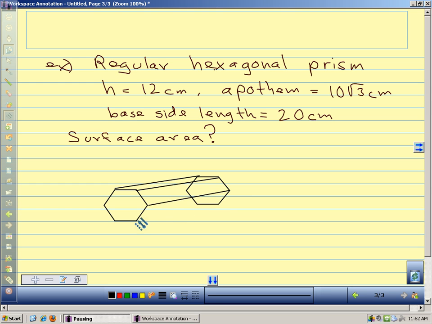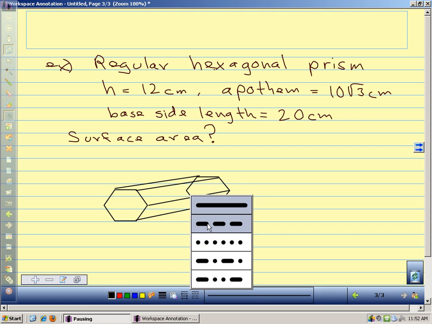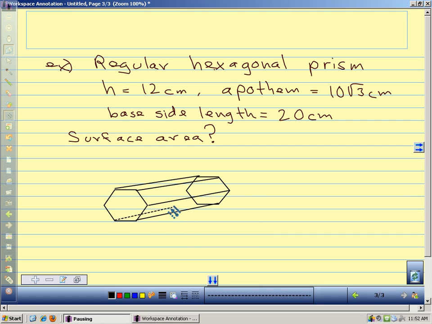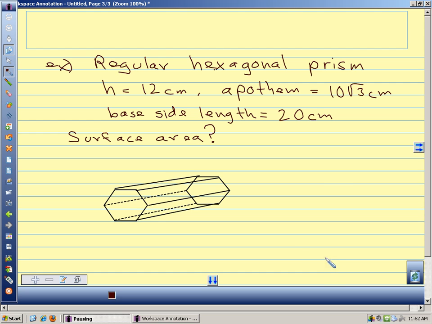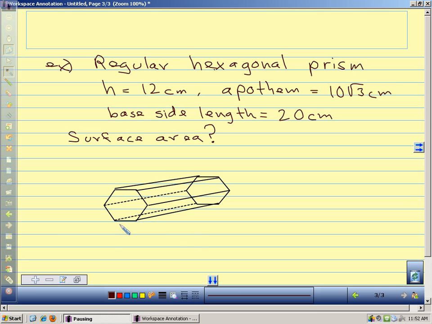So here's our prism. Here's the shape that we're talking about. Our prism has two congruent parallel bases. The side of this base is 20 centimeters, and the height is 12 centimeters, so it's not drawn to scale.